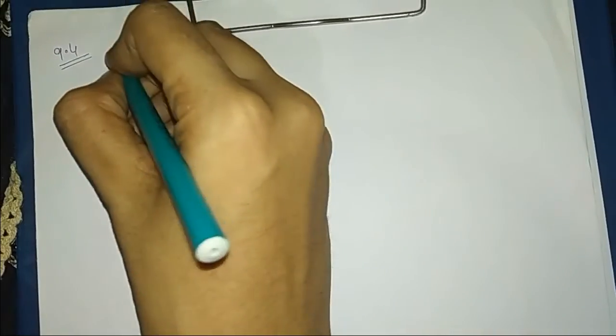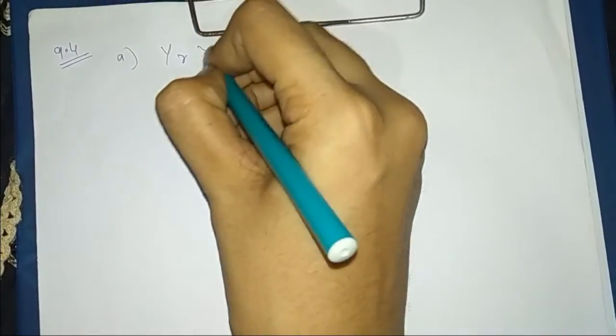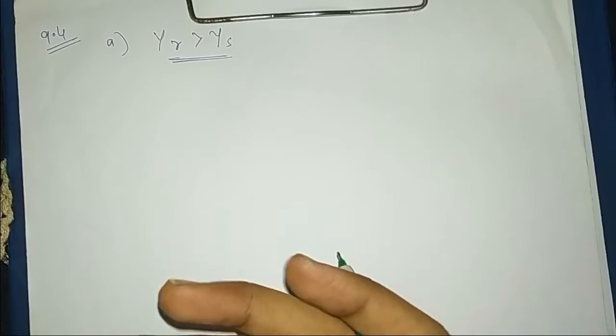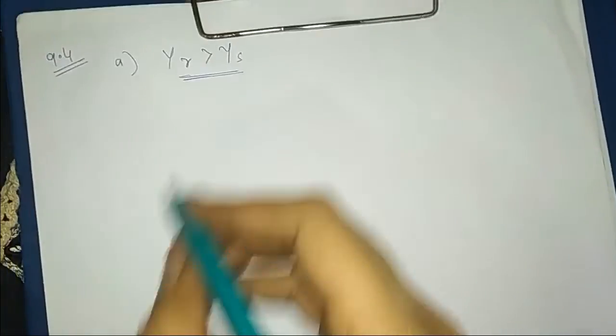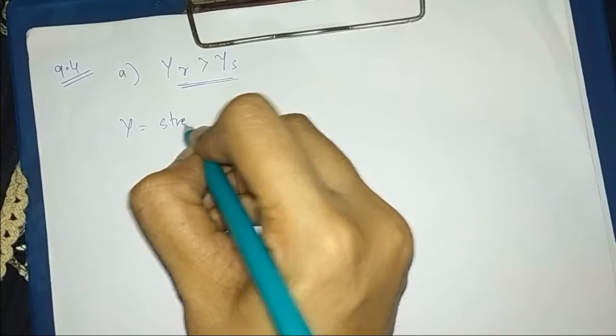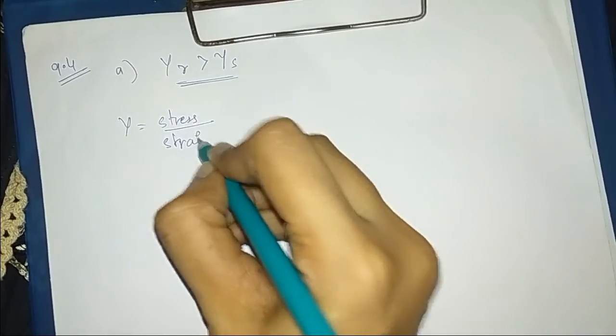Read the following two statements below and carefully state with reasons if each is true or false. Statement A says Young's modulus of rubber is greater than Young's modulus of steel. So we have to evaluate this sentence and check whether it is true or false, right? Let's see, what was Young's modulus? It was longitudinal stress divided by longitudinal strain, right?